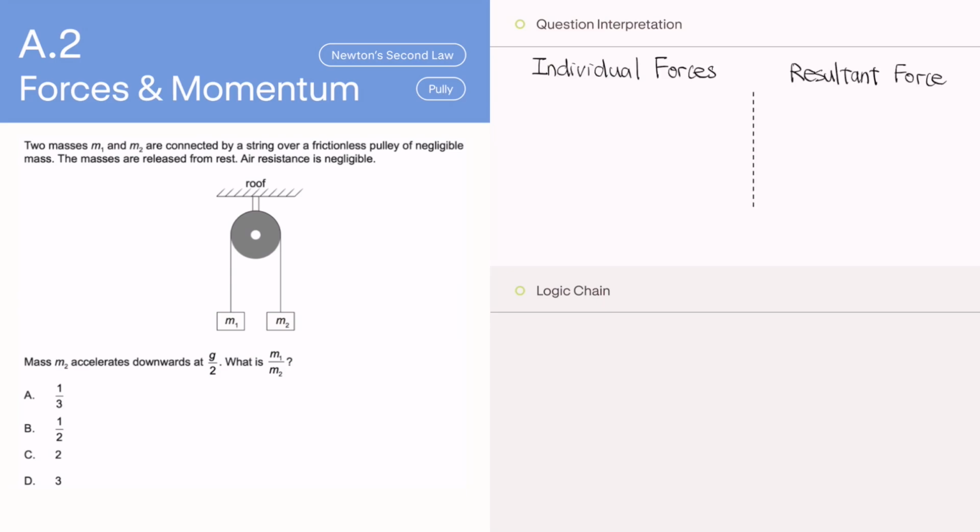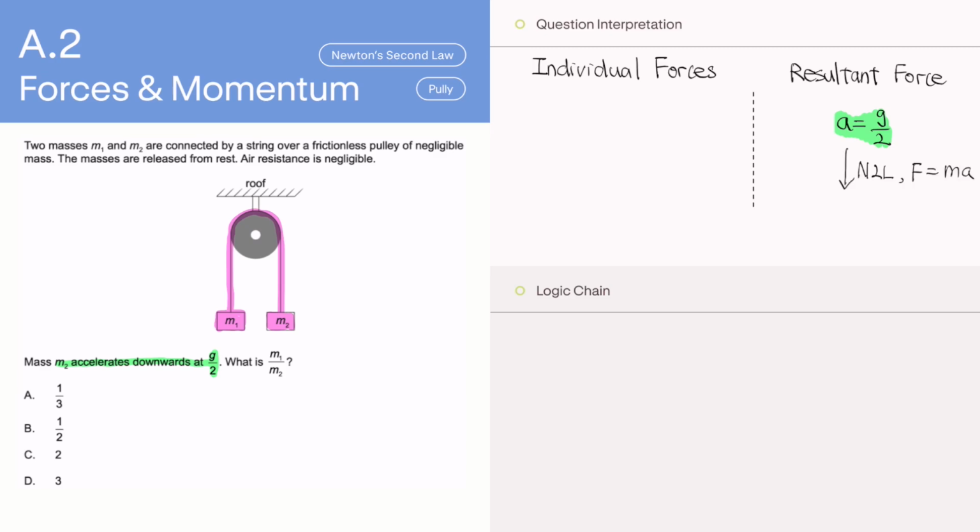Let's slow down and separate forces into two buckets, individual forces and the resultant force. First step, I'm going to treat M1 and M2 as one whole system. Remember, in the combined system view, we do not include tension. We are told that M2 accelerates downwards at g/2. That means the whole system accelerates at the same rate of g/2.